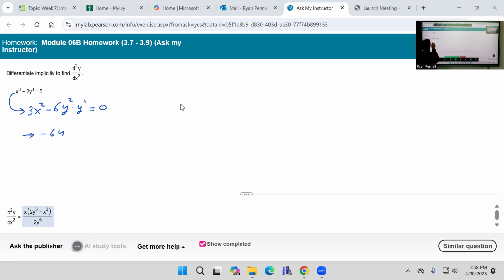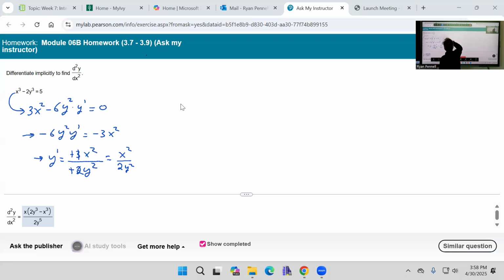Okay, negative 6y squared y prime equals negative 3x squared. Let's divide both sides by negative 6y squared. Okay, and then obviously that can turn into positive 1 and a 2. So this is x squared over 2y squared. Okay, now we have to take the derivative of that guy.